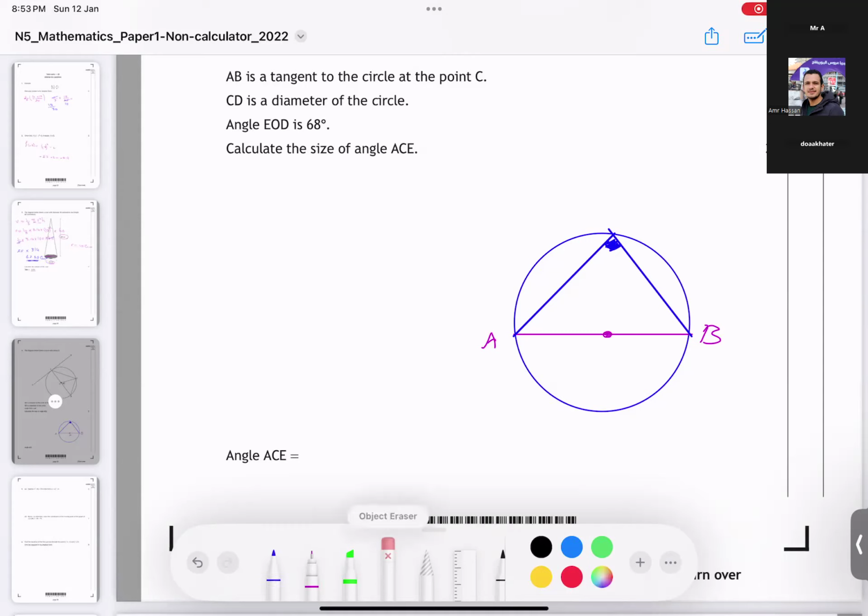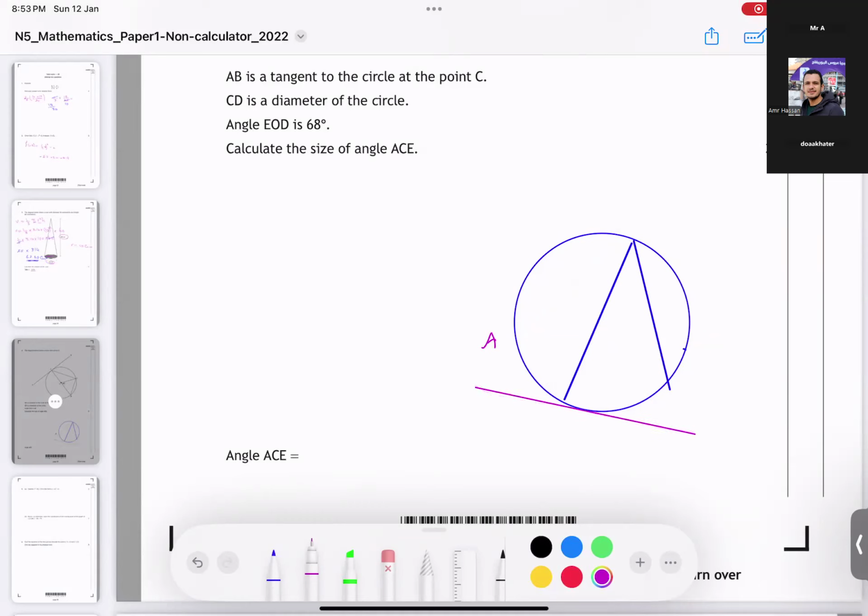Okay. I need to share another thing with you. Look at this one. This one also looks like an inscribed angle, right? But what is this? This is called a tangent. Let me write it. This one is a tangent, which makes sense. We have a line which touches the circle in only one point. It's called a tangent, right?